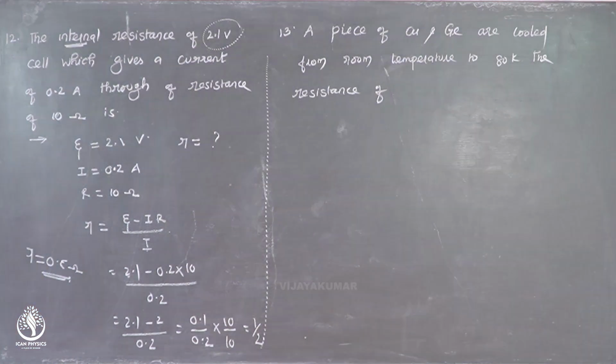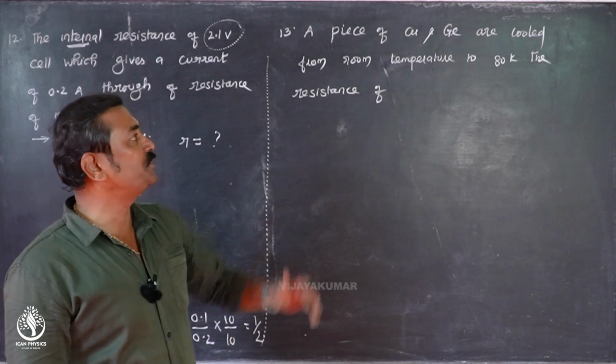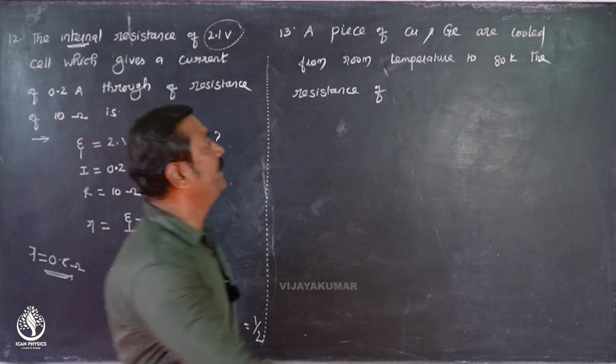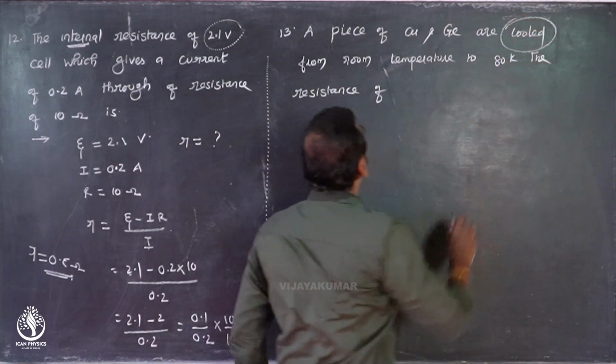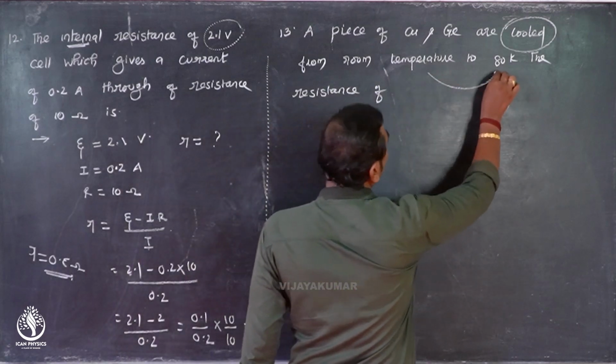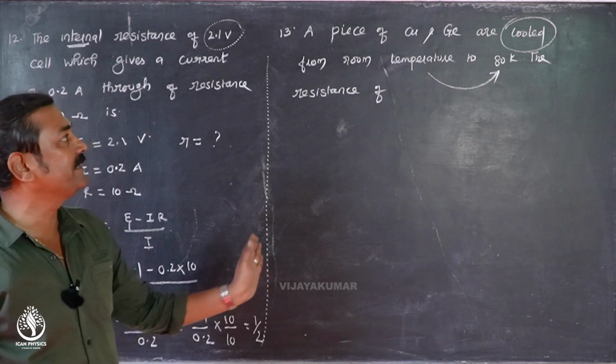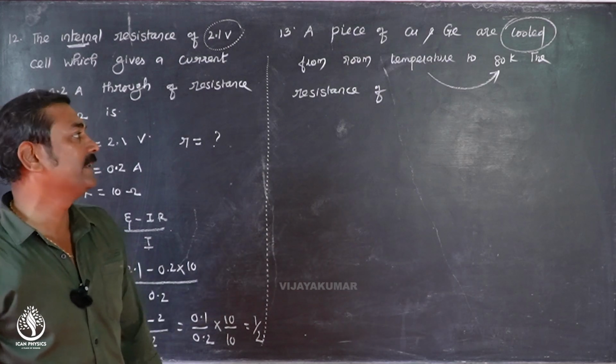Okay, do you get it now? The next question: a piece of copper and germanium are cooled from room temperature to 80 Kelvin, and the resistance of copper and germanium is dash.